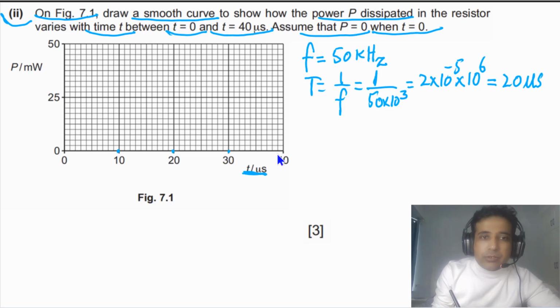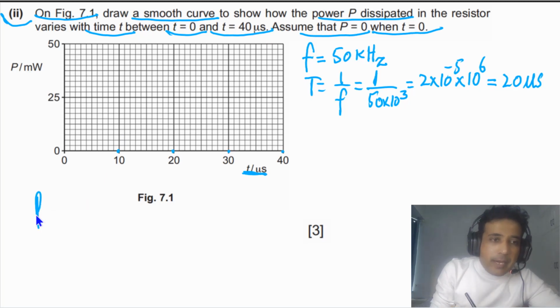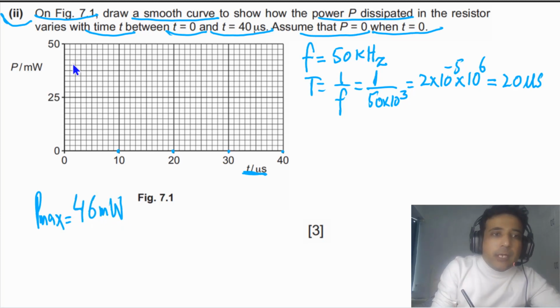So it means 4 half cycles you have to draw. In this case, total power was given to us, power dissipated in the resistor. P max was given to us. We have just calculated that is equal to 46 milliwatts.